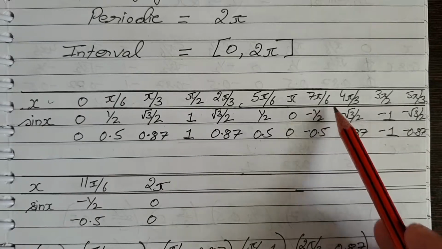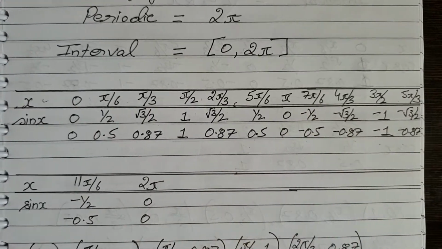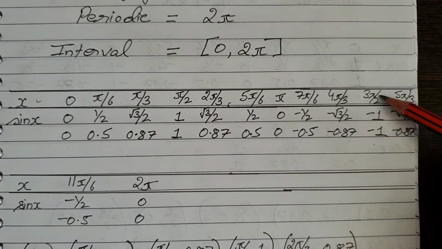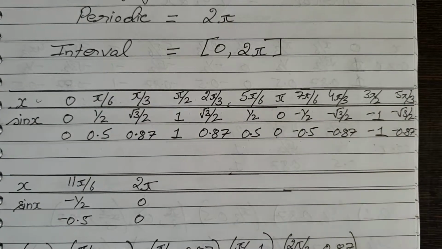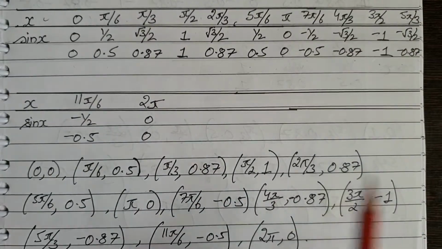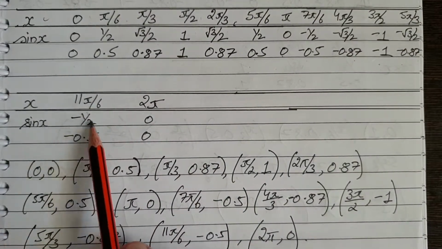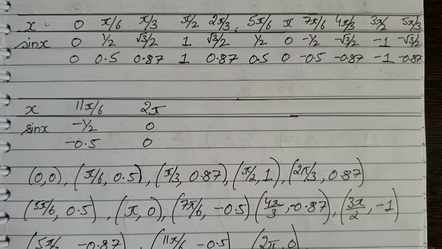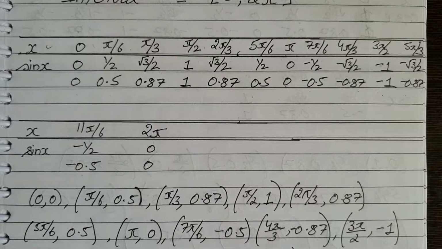Sine 7 pi by 6 is minus 0.5, sine 4 pi by 3 is minus 0.87, sine 3 pi by 2 is minus 1, sine 5 pi by 3 is minus 0.87, and sine 11 pi by 6 is minus 0.5, sine 2 pi is 0. So, basically we have to draw the coordinates.